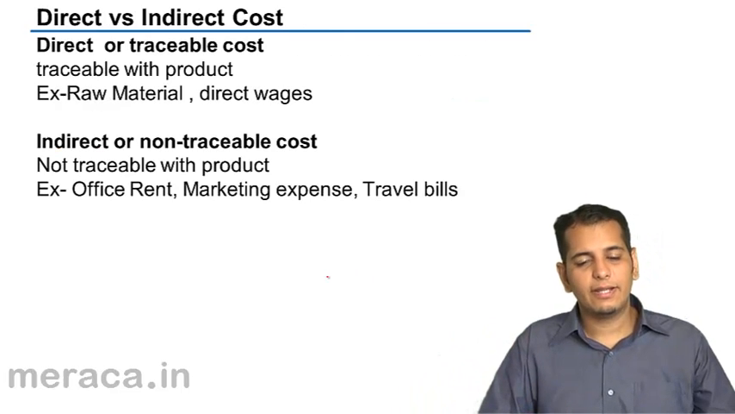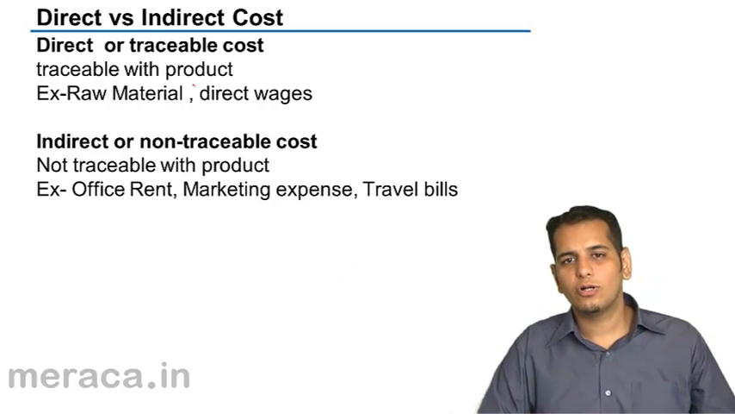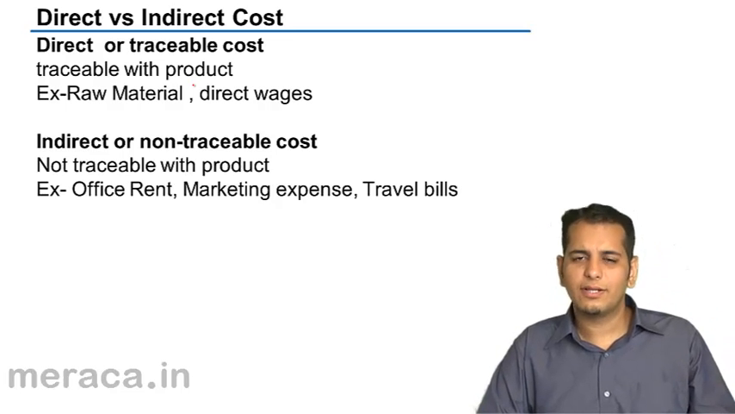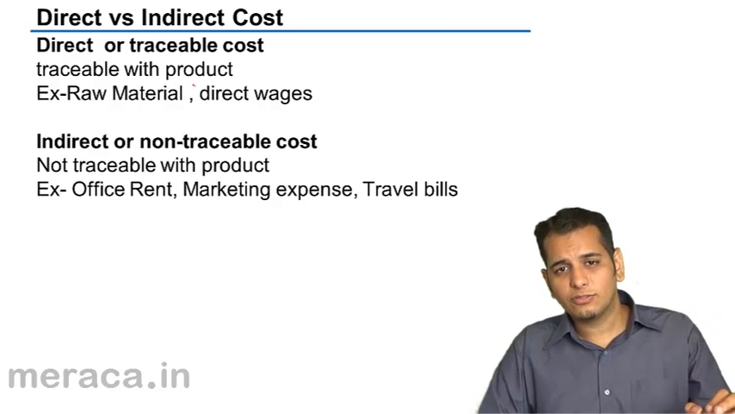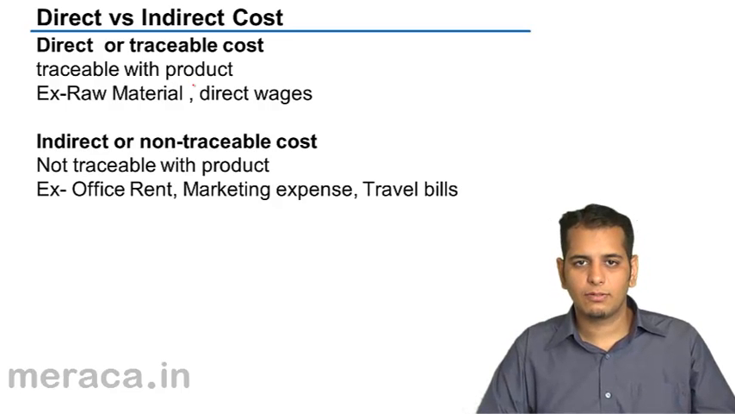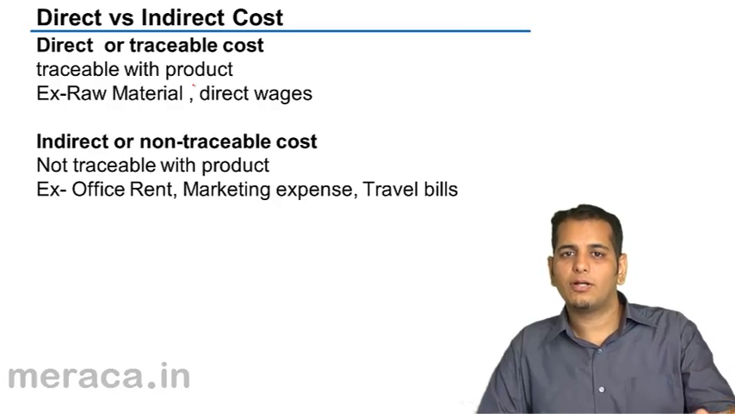Next is direct cost and indirect cost. Direct costs are also called traceable costs. Now, why are these costs called direct costs or traceable costs? It is because these costs are directly related to production, directly traceable from the product.